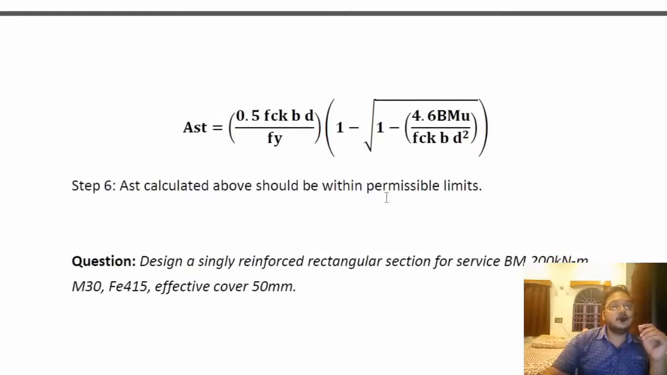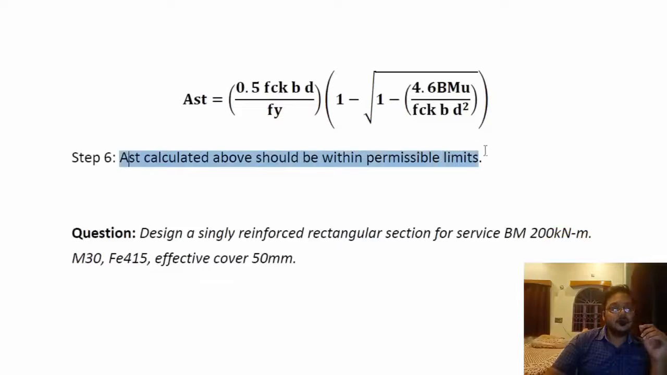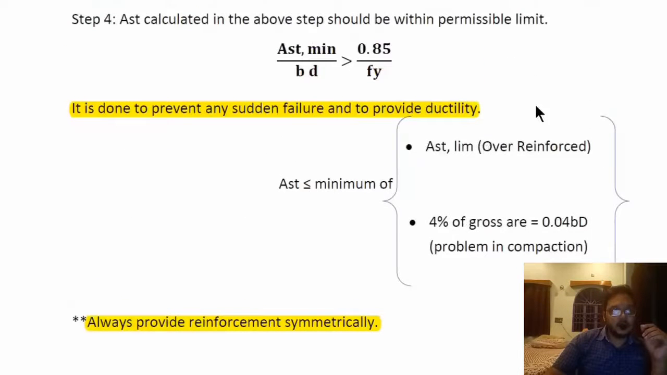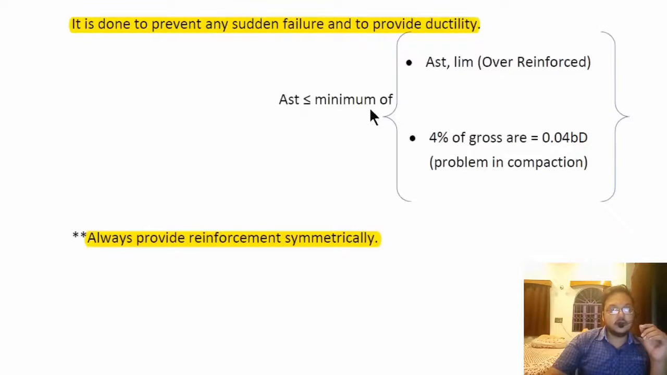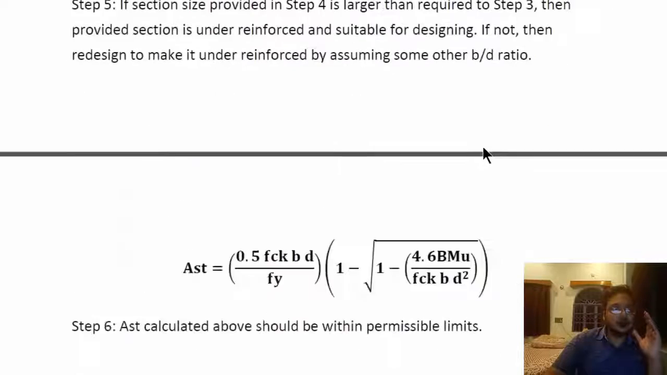Next, Ast is calculated by this formula. Ast calculated above should be within the permissible limits, and that you can again determine using these things. With this, you can determine whether Ast is within the permissible limit or not.